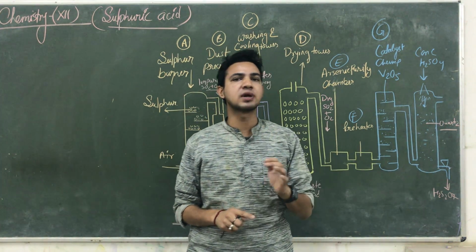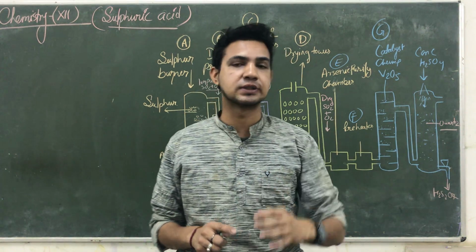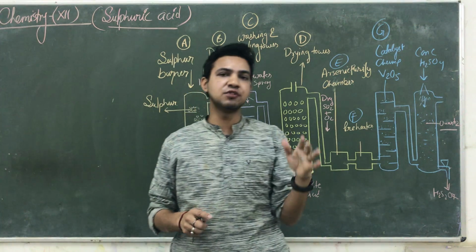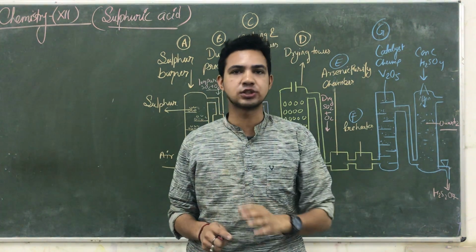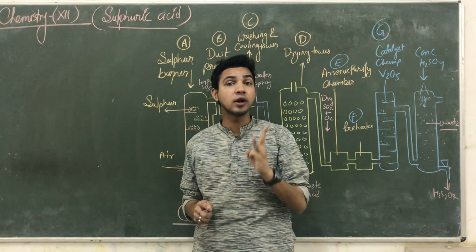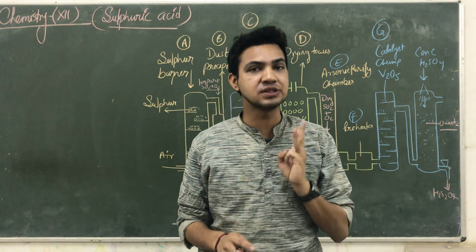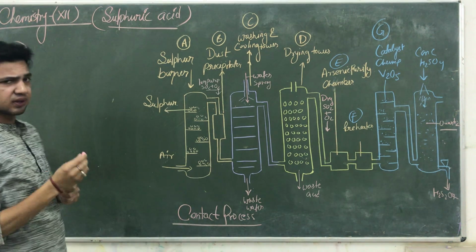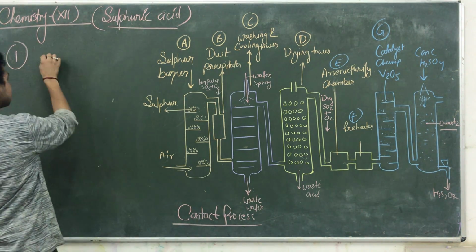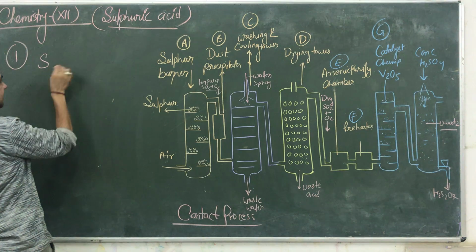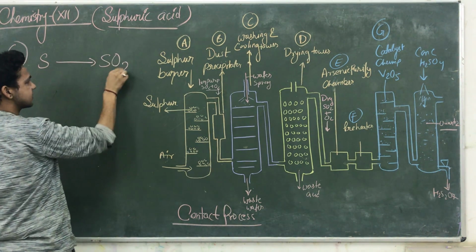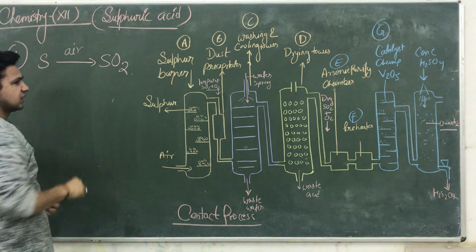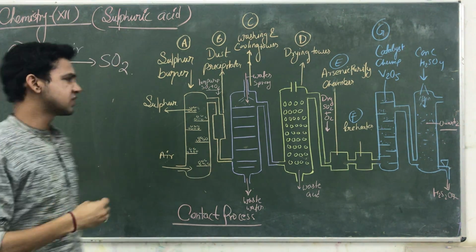So first of all, we are going to describe the contact process. The contact process takes place in various steps, but generally, if you are going to write down all the conditions, the whole process takes place in three steps. What are they? The first one: in this process, a large amount of sulfur is converted into sulfur dioxide. In the first step, it is treated in the presence of air. Okay, this is the first step.